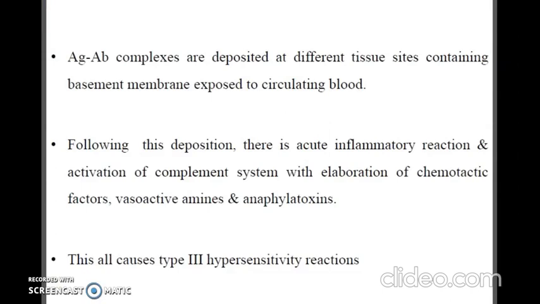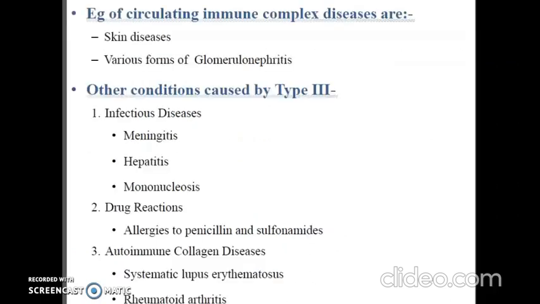This results in antigen-antibody complexes being deposited at different tissue sites containing basement membrane exposed to circulating blood. Following this deposition, there is an acute inflammatory reaction and activation of the complement system with elaboration of chemotactic factors, vasoactive amines and anaphylatoxins. These all cause type 3 hypersensitivity reactions. Examples of circulating immune complex diseases are skin diseases and various forms of glomerulonephritis.